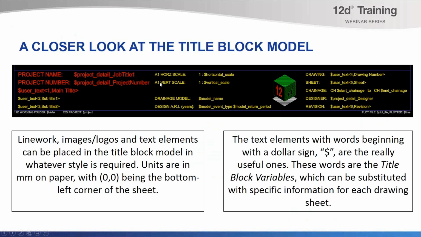Okay, so again, as I said, you can go to town and do whatever line work and styling you like in paper space, with 0,0 being the bottom left, and the units in millimeters. What we're looking for then is any text that contains words that begin with a $ sign. And these are all the title block variables, otherwise known as TBVs.